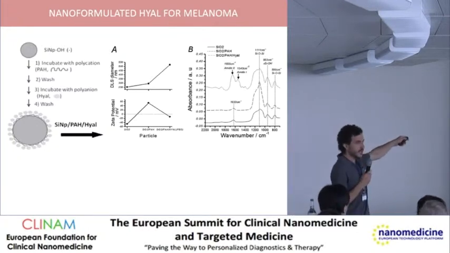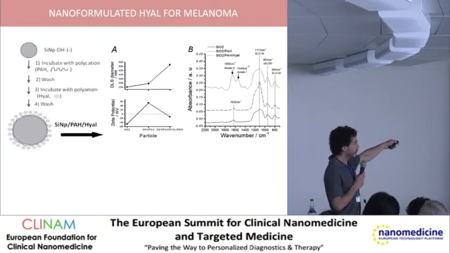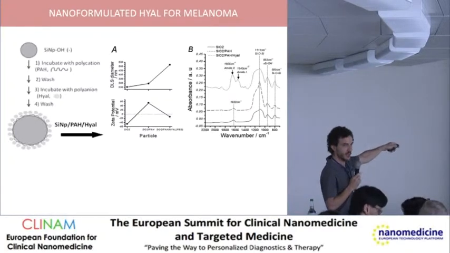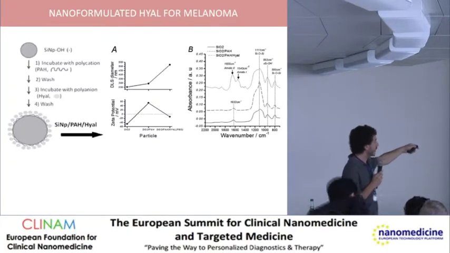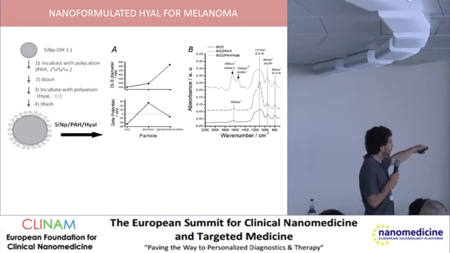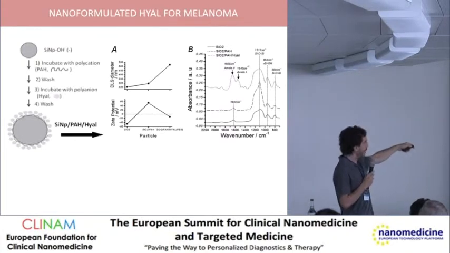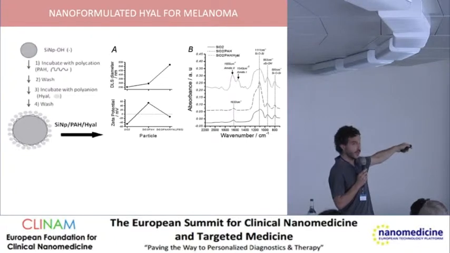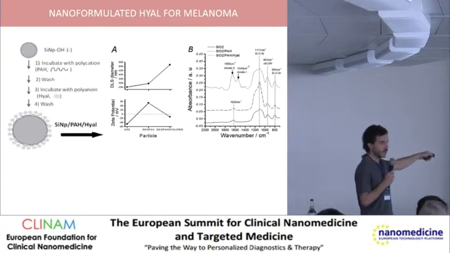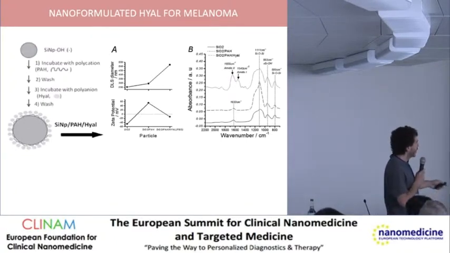So the particles are negative. We incubate with a positive polymer, which can be any. In this case, it's polyallylamine. And then the enzyme will be negatively charged. So after that, we put a layer of the enzyme. And we know that this works because the size grows.